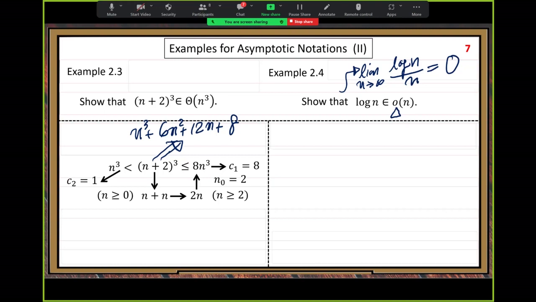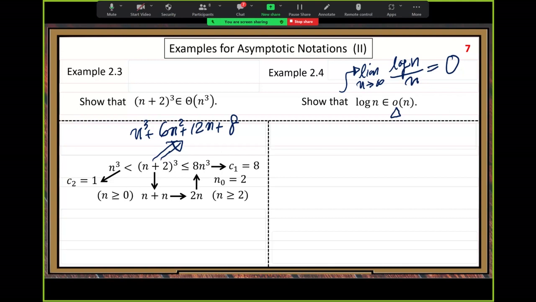If you can show this limit is true, then your conclusion is that the log function belongs to little o of n. Let me show it.